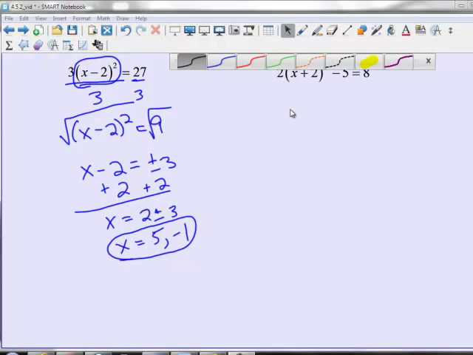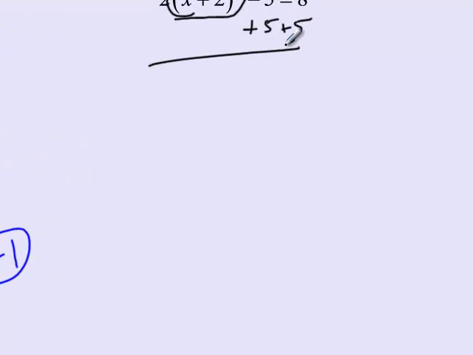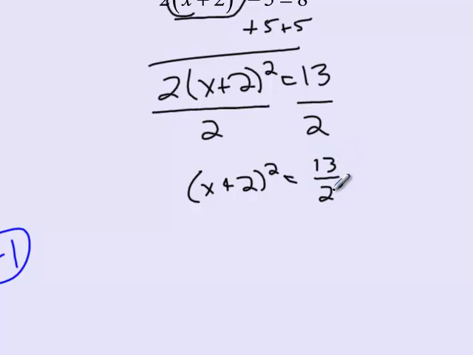And now on to our last problem. The last problem reads 2 times the quantity x plus 2 squared minus 5 equals 8. So I need to get this x plus 2 squared by itself. I'm going to first add 5 to both sides, giving me 2 times the quantity x plus 2 squared equals 13. Then I have to divide both sides by 2 to get that x plus 2 quantity squared by itself. So I get x plus 2 squared equals 13 over 2. Leave it as 13 over 2. Don't reduce it to 6.5.